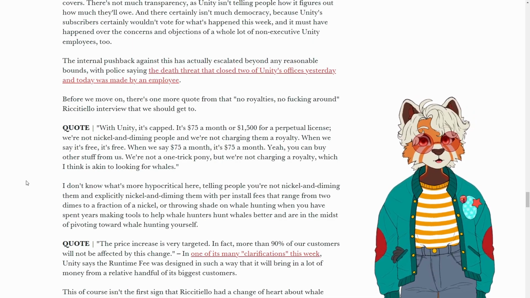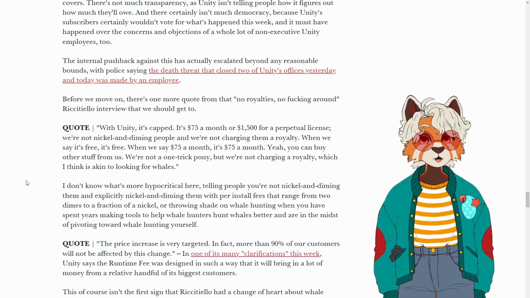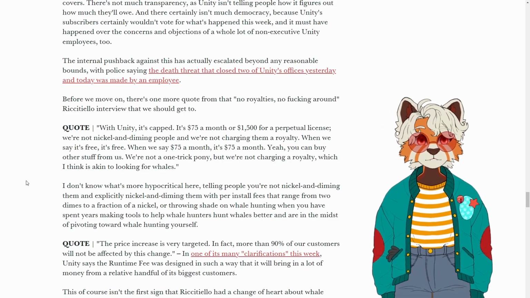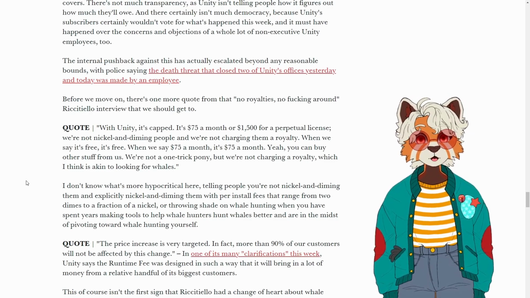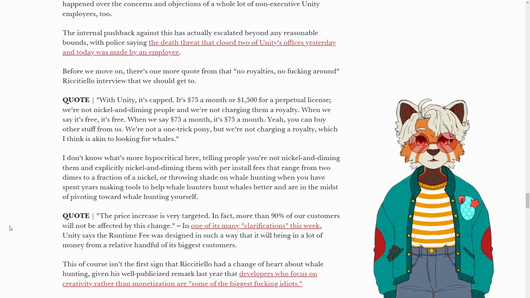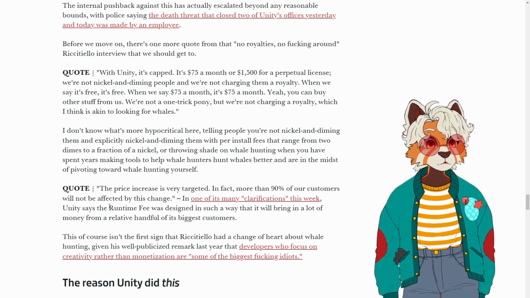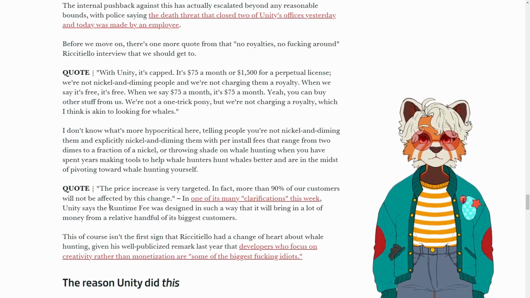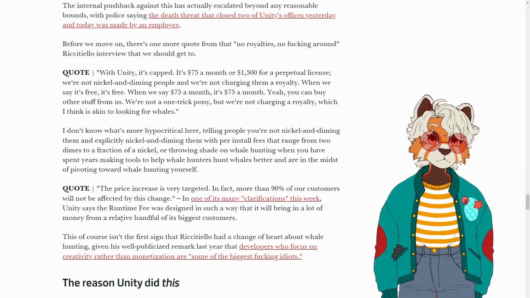Telling people you're not nickel and diming them, and then explicitly nickel and diming them with per-install fees that range from two dimes to a fraction of a nickel, or throwing shade on whale hunting when you have spent years making tools to help whale hunters hunt whales better, and in the midst of pivoting towards whale hunting yourself." Quote, "Price increase is very targeted. In fact, more than 90% of our customers will not be affected by this change," end quote. That's from one of their many quote-unquote clarifications this week. Unity says the runtime fee was designed in such a way that it will bring in a lot of money from a relative handful of its biggest customers. Do you know what we call that? We call those fucking whales.